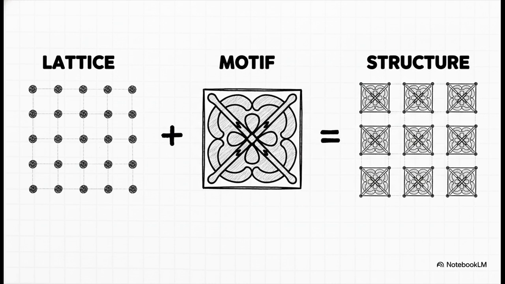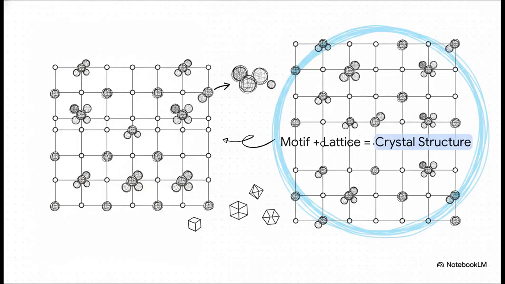It's like a scaffold. And the actual tile you use, the thing you place on that scaffold, which could be an atom or a molecule, that's called the motif. So here's the big takeaway. It's a super simple formula. You take a motif, an atom, or maybe a little group of atoms, and you place it on every single point of a lattice. And what you get is a perfect, repeating crystal structure.